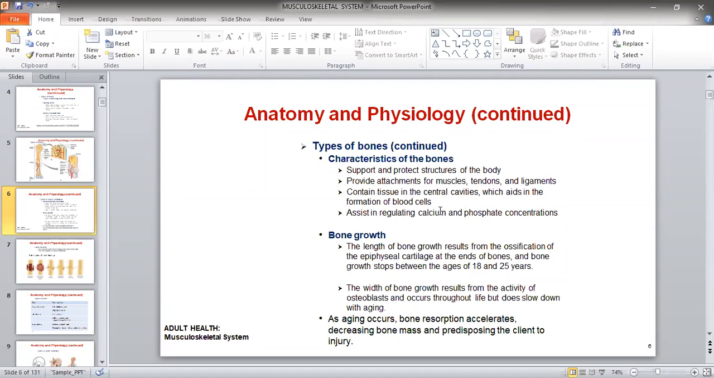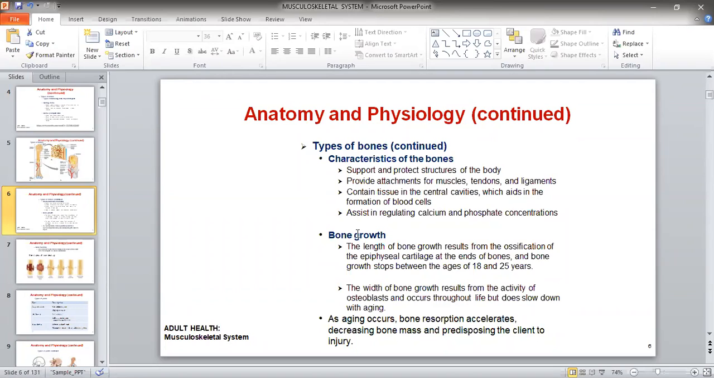So basically, calcium and phosphorus are a very important component of the bones, right? And not only the component, we have to have the equal distribution of calcium and phosphorus throughout the bones. Otherwise, bones will be broken.